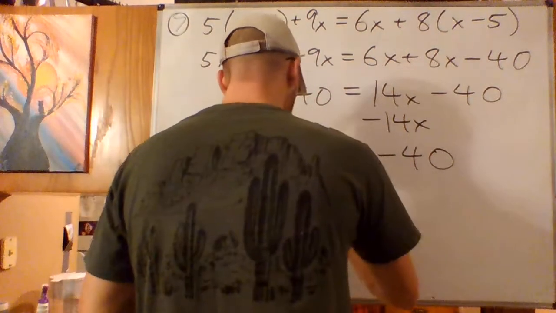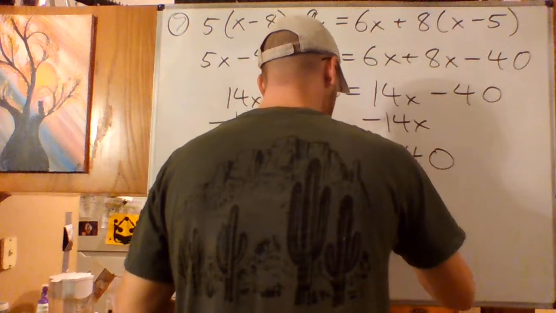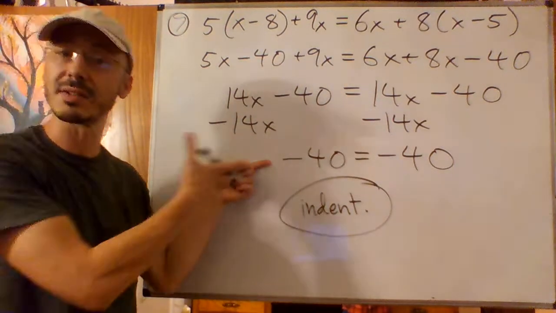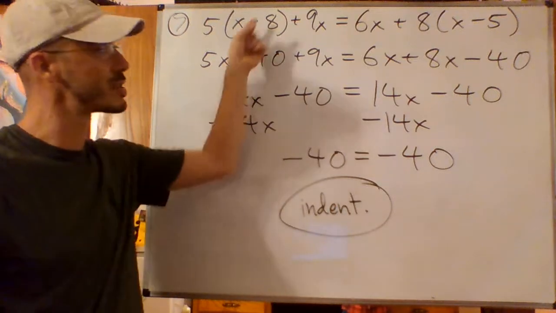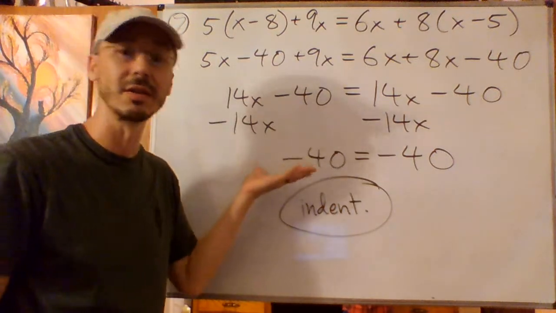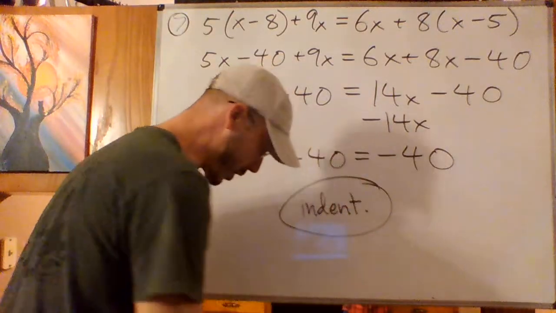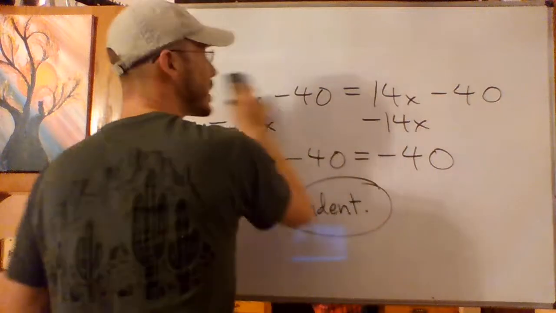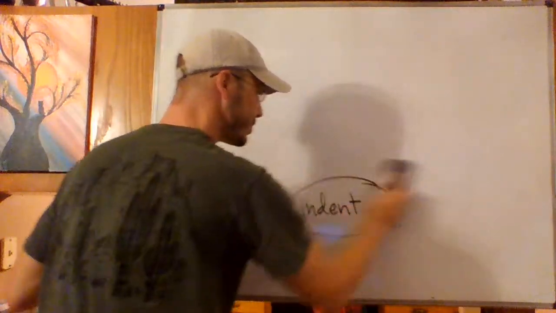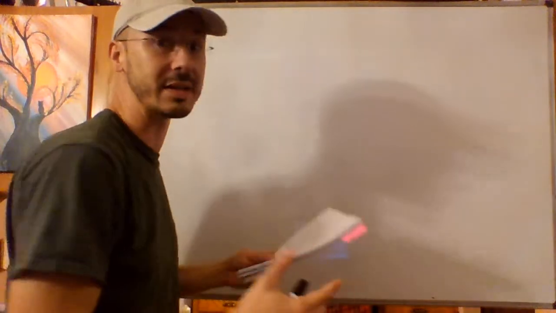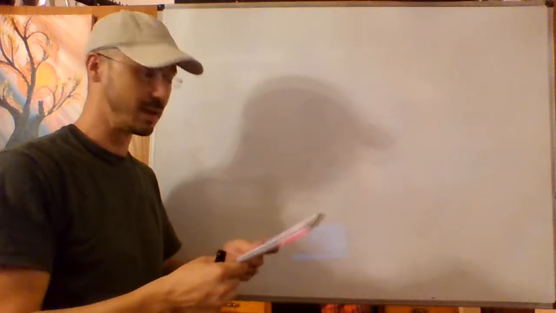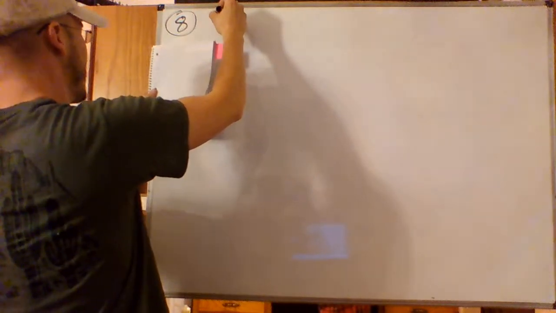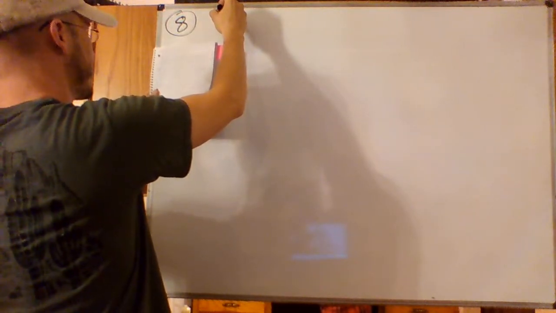So this is another example of an identity. And you'll see this kind of nonsense when you encounter an identity. Try to solve an identity and you'll get something like negative 40 equals negative 40. Like I said, true but not helpful. Not that all identities are not helpful, but the ones that we're seeing are not so great.